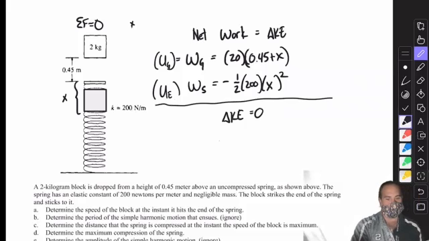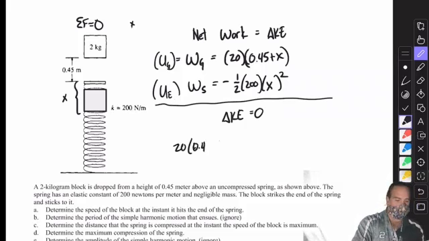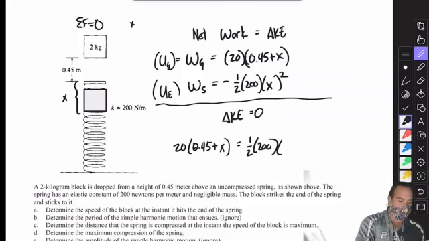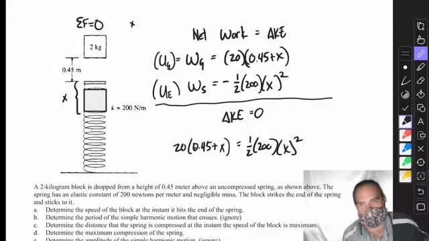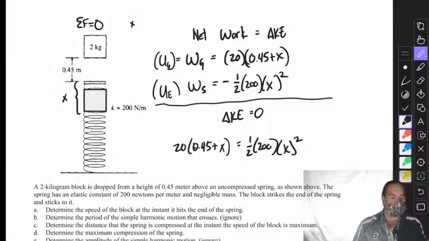0. So that means that 20 times (0.45 plus x) equals 1/2 times 200 times x squared. Now this is a quadratic. You're going to have to find your values for x. And be careful here. One of those values might be negative and one might be positive, and you have to figure out which one is the right one to use.